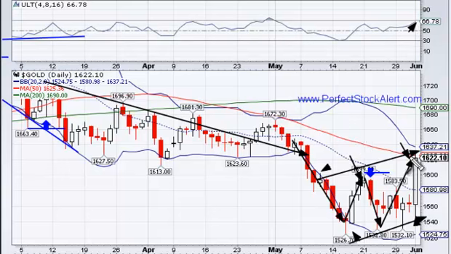But the next pullback that I get, if you were to get another move higher here, and then she starts to pull back and gives me a nice hammer candlestick formation, I would then take that as a long opportunity to trade it to the upside. But right now, I'm not going to jump on it at this point. We are stopped out of the short position.